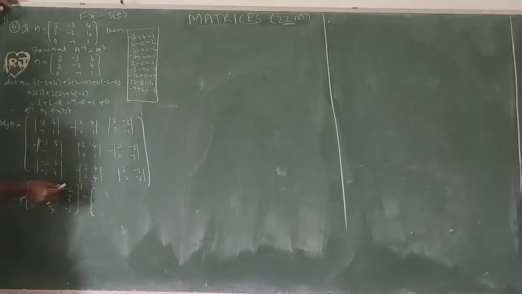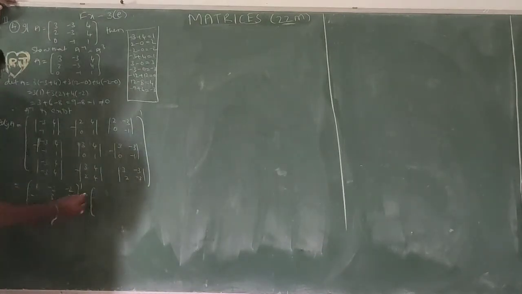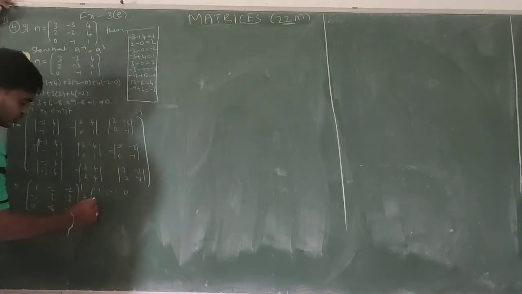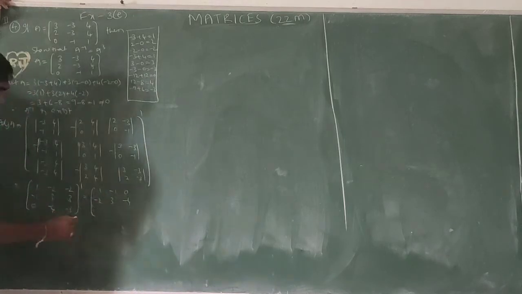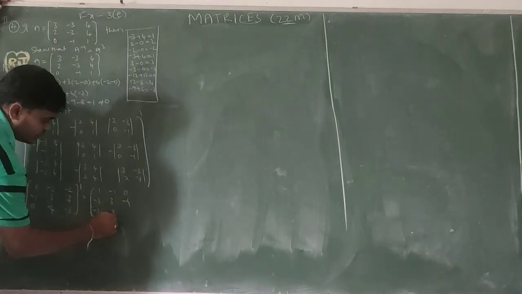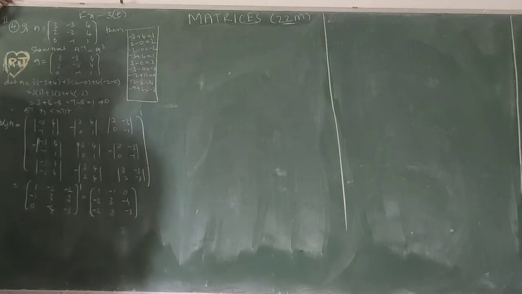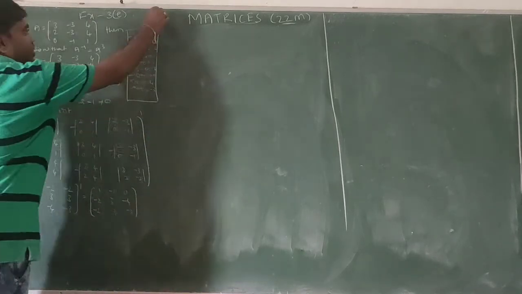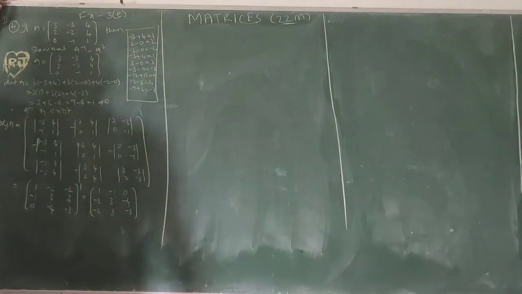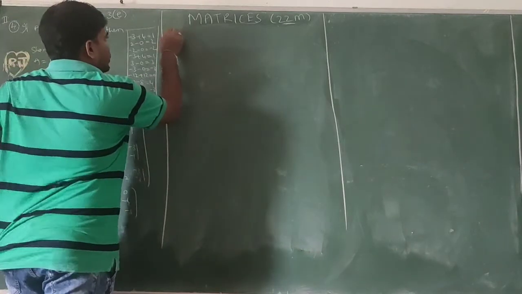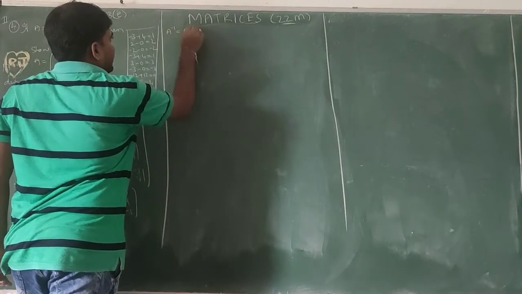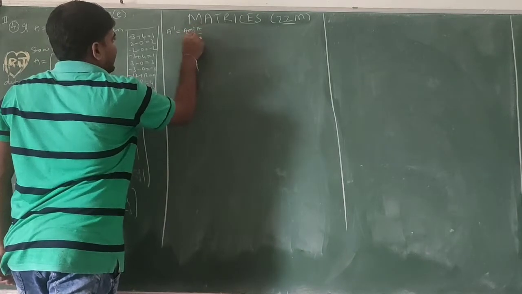So interchanging rows and columns: first column 1, -1, 0; second column -2, 3, -4; third column -2, 3, -3. So this is adjoint A. This is adjoint A. Now A inverse was equal to adjoint A by determinant A.